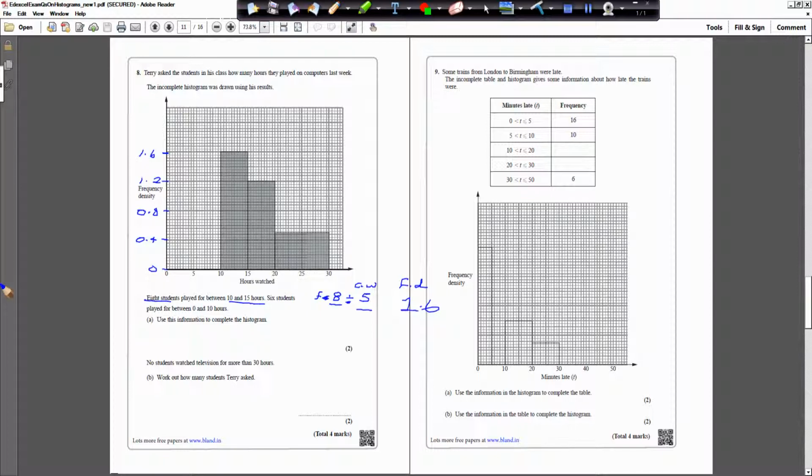Now, it says here, use the information to complete the table. Okay, so it says here, 6 students played from 0 to 10. So we've got to go from 0 to 10 and 6. So what's the class width from 0 to 10? Class width is 10. And how many students do we have between those? 6. 6 divided by 10 is equal to 0.6. So now we need to draw a rectangle that is 0.6. From here. So we need to go up to 0.6, which is halfway.